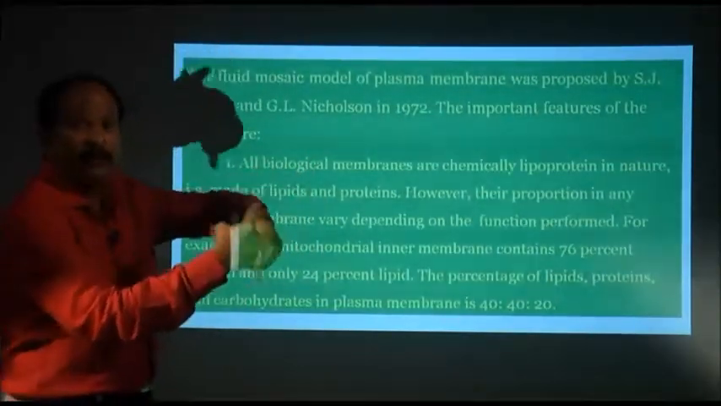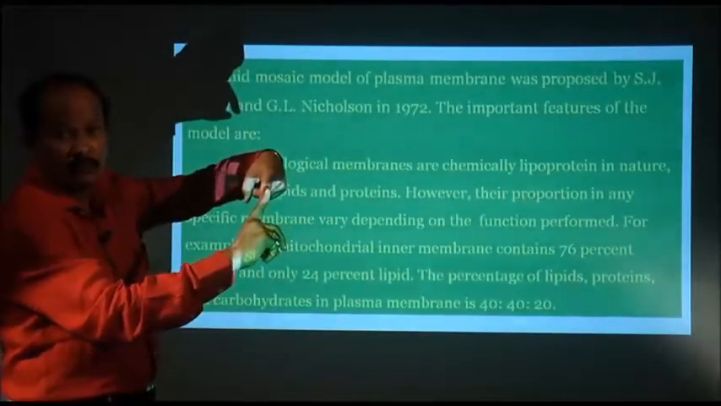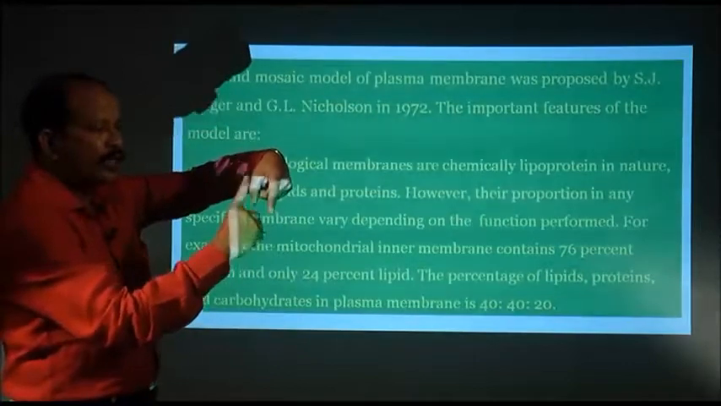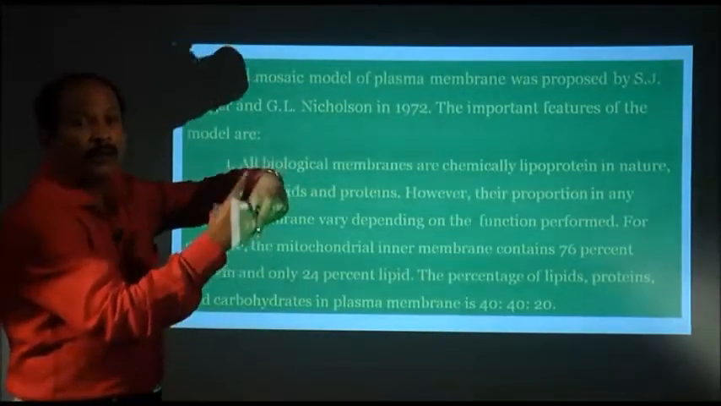Because one neuron and other neuron must not interfere. So, neurons are covered by the sheath and they are formed by Schwann cells.